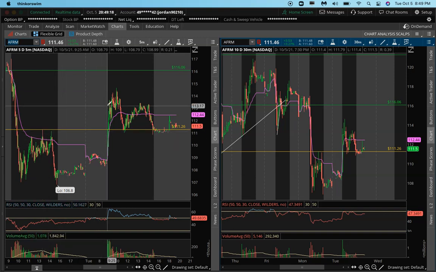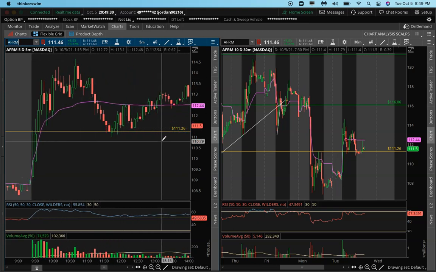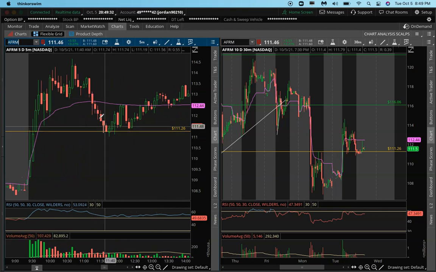So we made the nice move higher. We got all those closes above VWAP. I played this bounce right here, right? Perfect play. Got a nice move on premium on this move. And then you guys can see later in the day, look at this again. We come back, we test that same 111.26 and made the move right back up to VWAP.